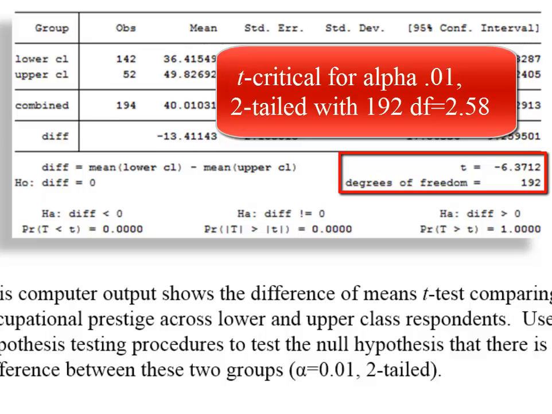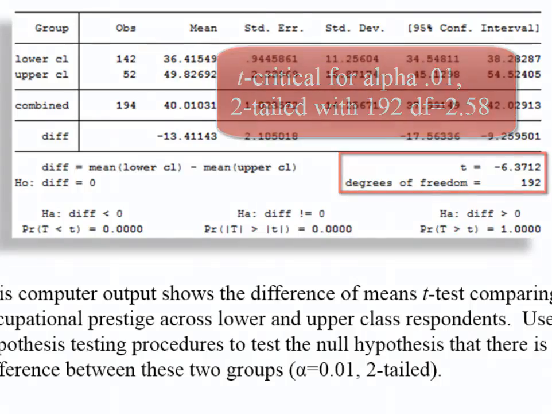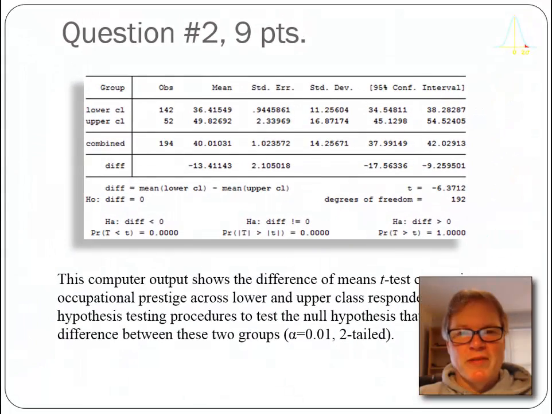So this question is going to ask you to look at computer output like this and do a hypothesis test of the difference of 2 means. Again, there are no calculations required for this. Simply use the numbers in the output to walk through the hypothesis testing procedures and then interpret your findings.